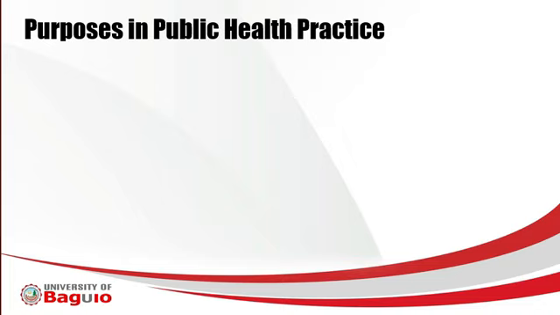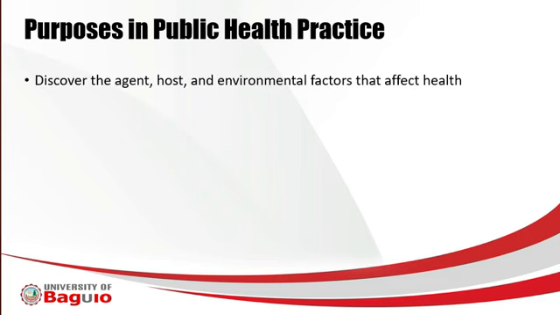You answered one of the choices a while back, either A, B, C, or D. So let us verify now, my dear classmates, if your answer is actually correct. The first purpose you have there: discover the agent, the host, and environmental factors that affect health. So that is the first purpose. To discover if there is an agent or a host of a particular health problem, or if there is an impact of the environment on our health. Practically speaking, there is an impact of the environment on our health.